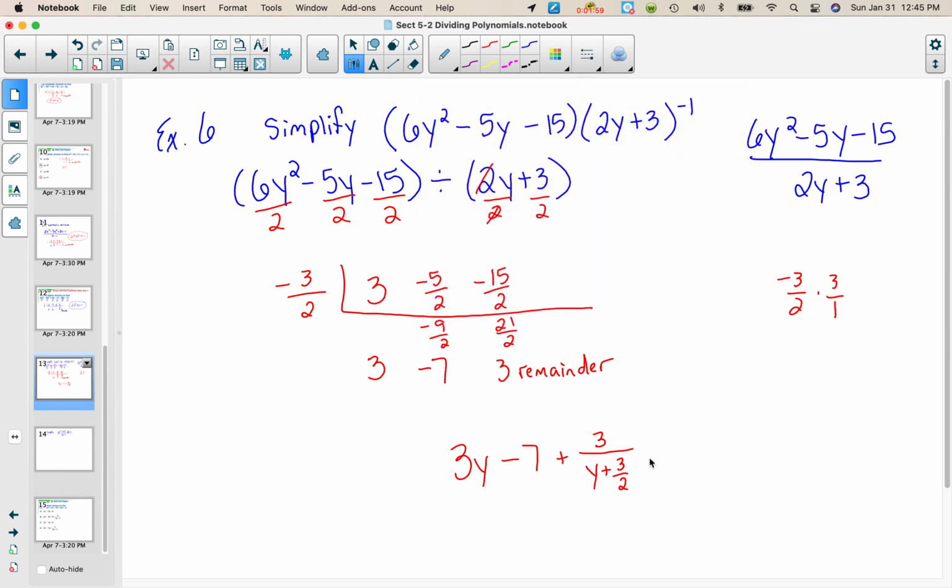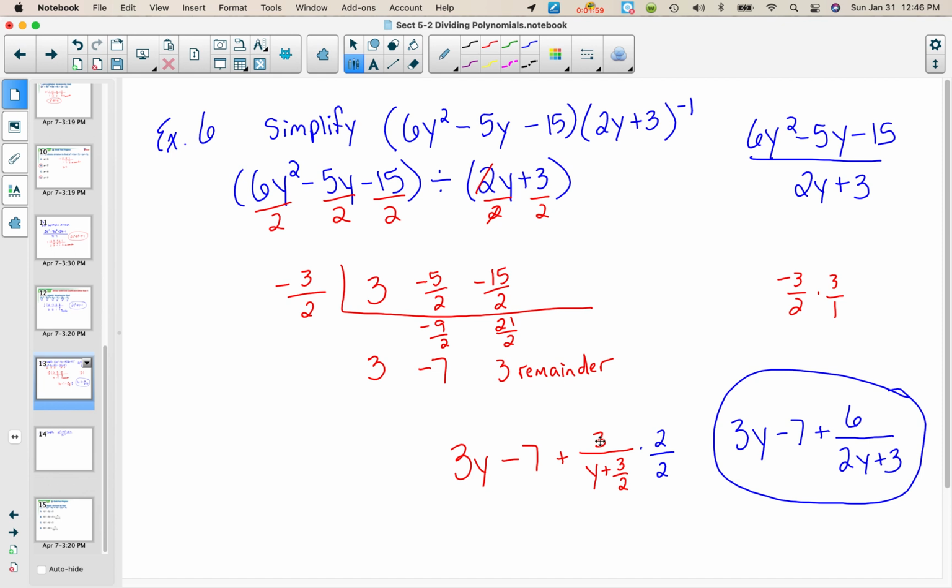So I'm going to multiply the top and bottom by 2. I'm not doing this to everything, just this last term. So my answer I get is 3y minus 7. And then for my remainder portion, 3 times 2 is 6. And basically I'm just putting the 2 back. I'm multiplying the 2 by the y plus 3/2, and I get 2y plus 3, which is what I had to begin with. But that's my answer.